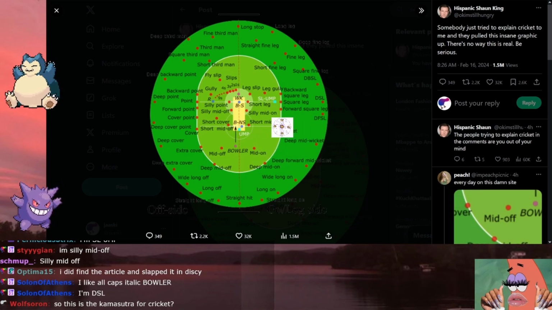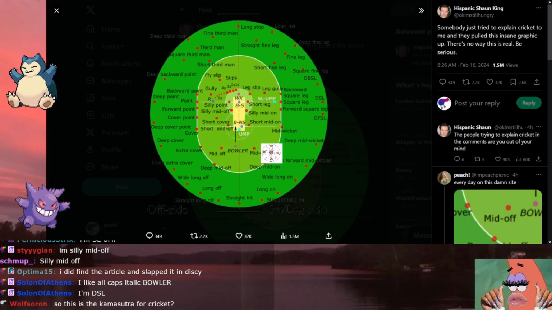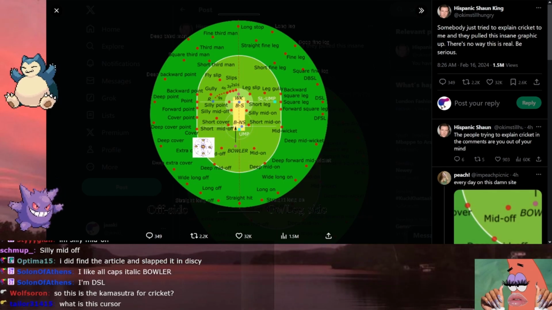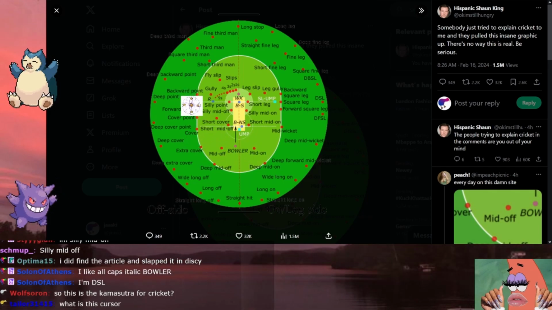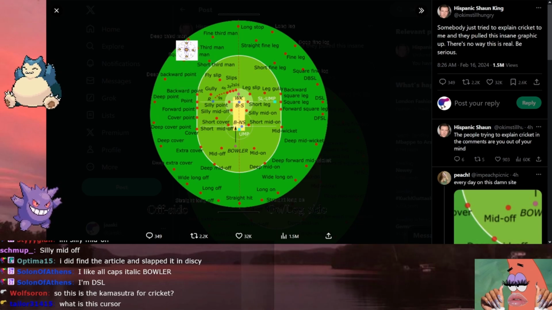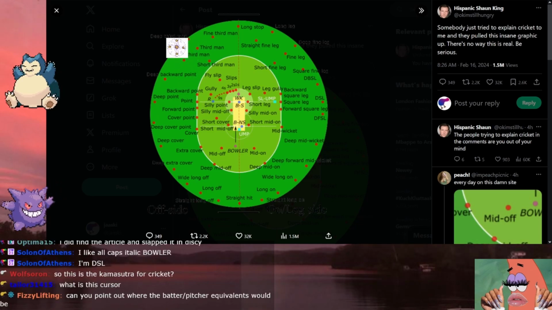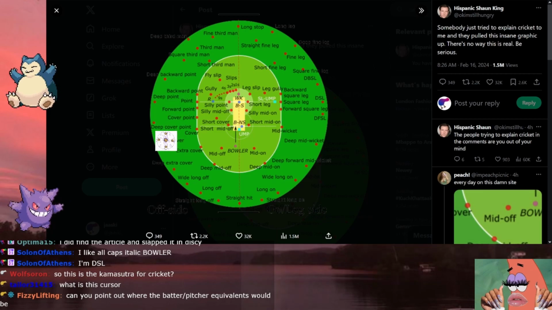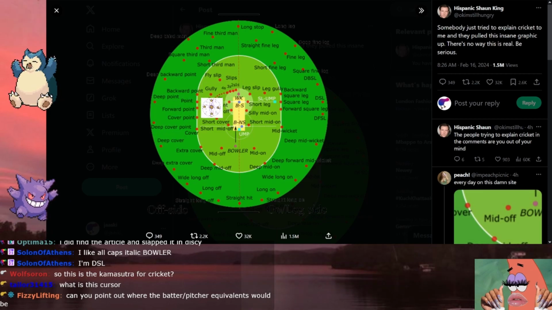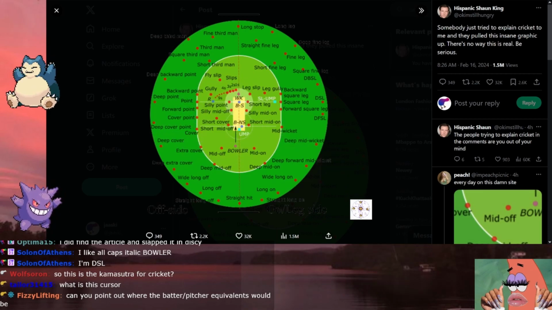Here you've got mid-wicket. Then you have mid-on, mid-off, cover, point, and then third man. Outside of that, oh, and the whole slip cordon as well. But the slip cordon is kind of a special case.